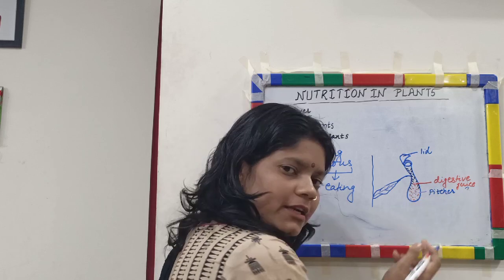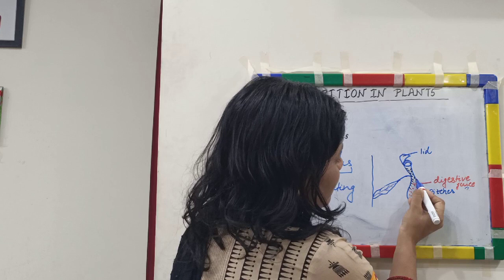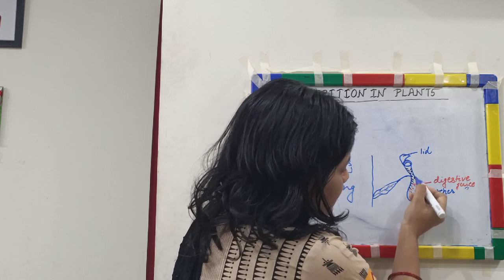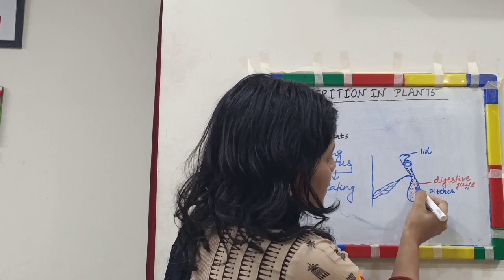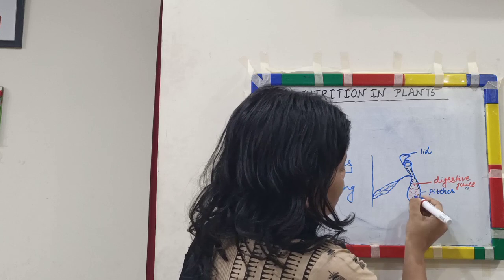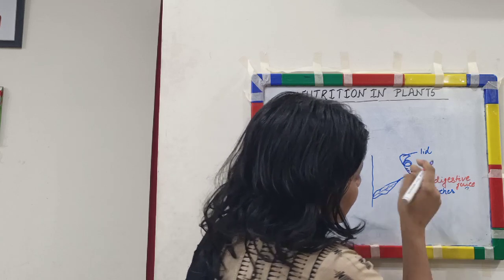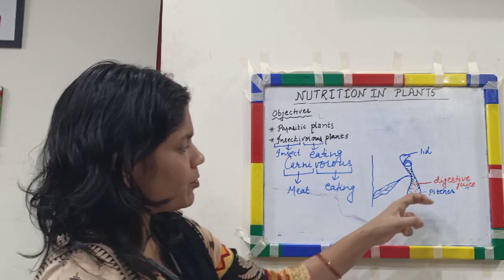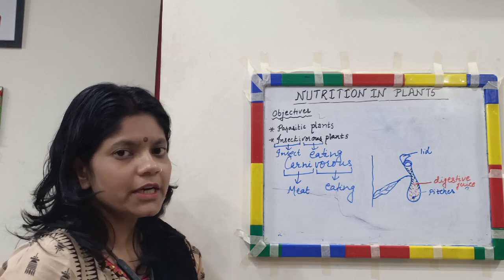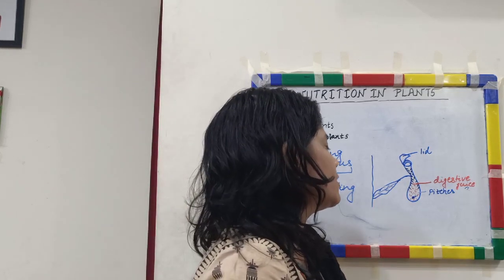Even when it wants to come out, there are certain hair inside it which are directed downwards. You can see the downward projecting hair. These hair prevent the insect from coming out. And what happens to the insect inside? The insect is digested with the help of digestive juices, and the nutrients which are present inside the body of the insect are absorbed.